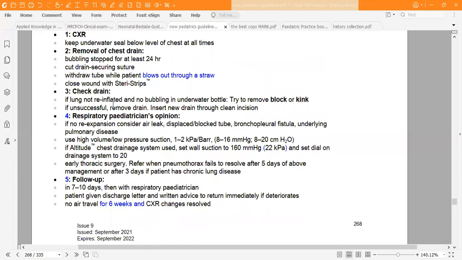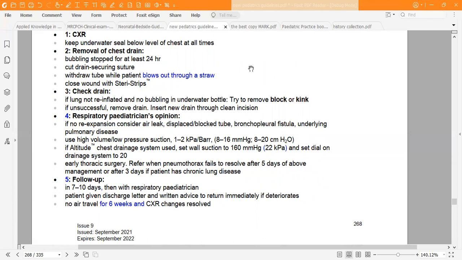Check the drain. If the lung is not reinflated and there is no bubbling in the underwater bottle, try to remove the block or kink. If unsuccessful, remove the drain and insert a new drain through a clean incision. Respiratory pediatrician's opinion: of course, you'll involve your senior in every step you do in this situation. You can't do all this by yourself or take decisions by yourself, as you are only a registrar.